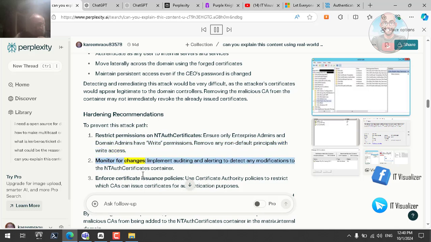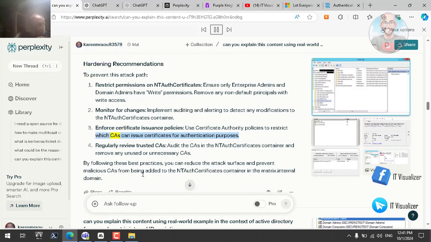Monitor for changes. Implement auditing and alerting to detect any modifications to the NTAuthCertificates container. Enforce certificate issuance policies. Use certificate authority policies to restrict which CAs can issue certificates for authentication purposes. Regularly review trusted CAs. Audit the CAs in the NTAuthCertificates container and remove any unused or unnecessary CAs.